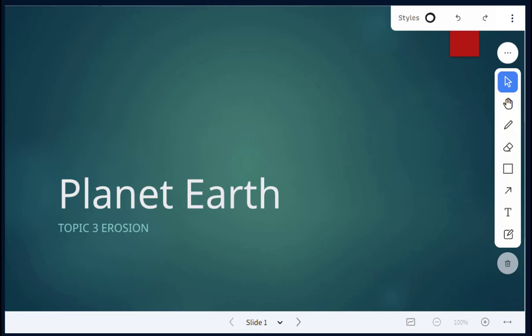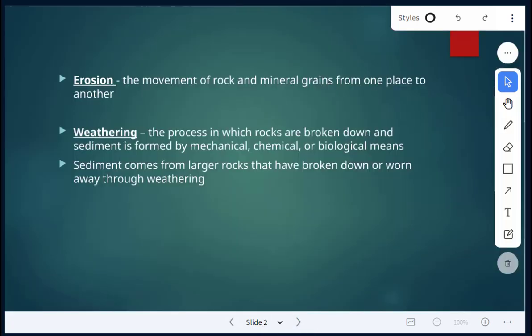Okay, today's class, this is topic 3. We're going to talk about erosion today. So what is erosion and how does it differ from weathering? So two terms that we need to know. Erosion is the movement of rock and mineral grains from one place to another.